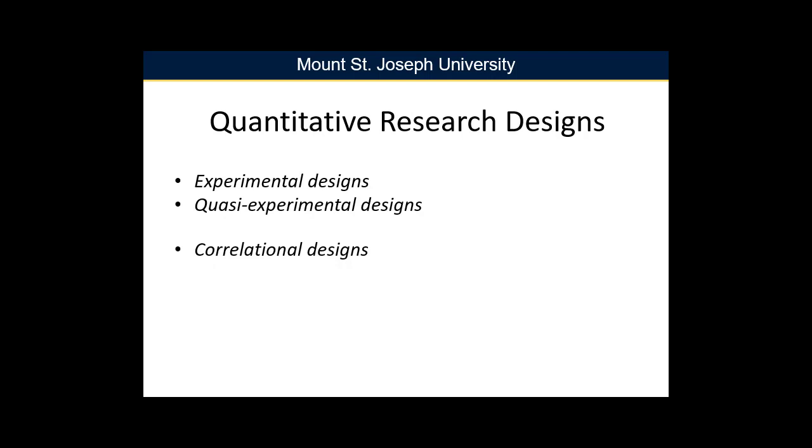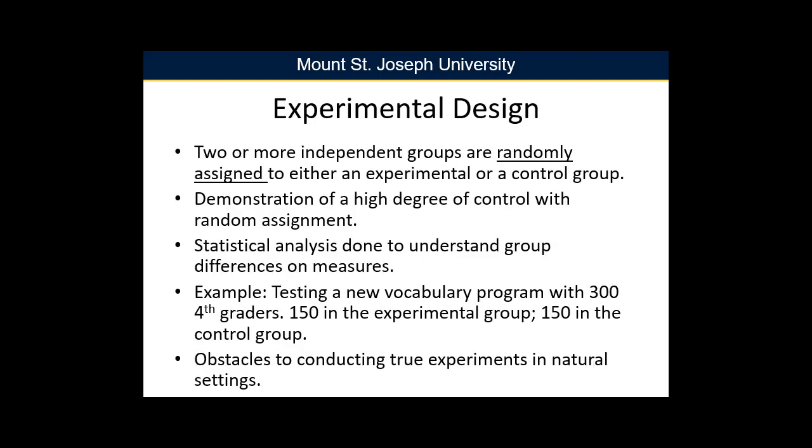There are 3 broad research designs and many variants within these broad categories that I want to briefly go over. The first is experimental design. This is our gold standard. Experimental design is where you have 2 or more independent groups that are randomly assigned to either an experimental or a control group. So the key in experimental design is random assignment of subjects.